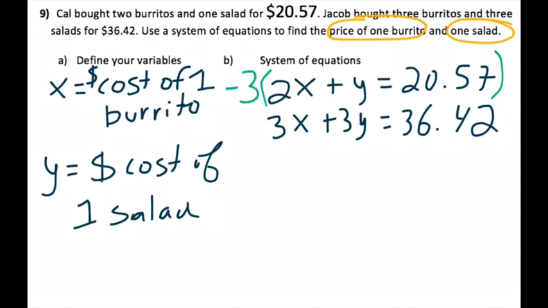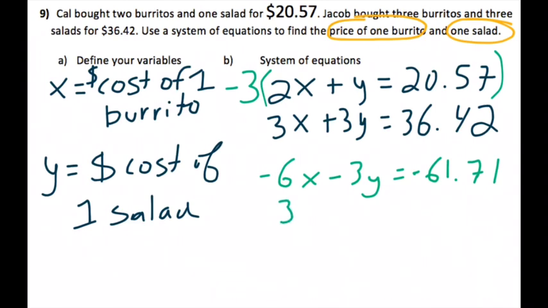So I have a negative 3 times 2x, which is a negative 6x, minus 3y equals 20.57 times a negative 3, which is negative $61.71. Now I just write the second one again. So I have 3x plus 3y equals 36.42.